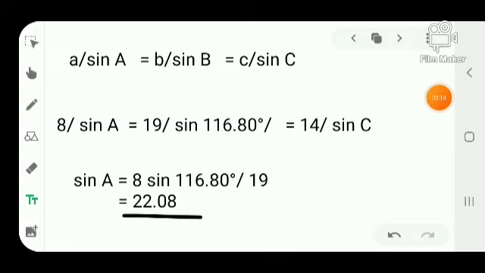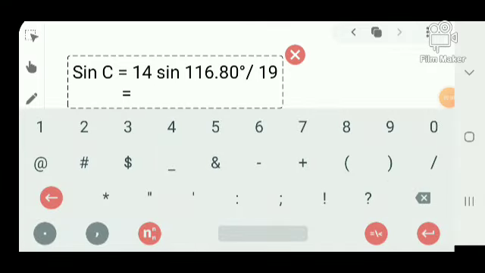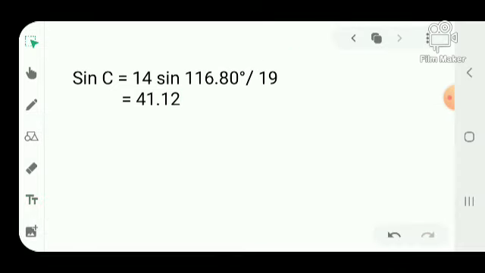And next is to solve for C, also using the law of sines. 14 over sine C equals 19 over sine 116.80 degrees. Using cross multiplication, we get, no, this is wrong, 41.12. And that would be all.